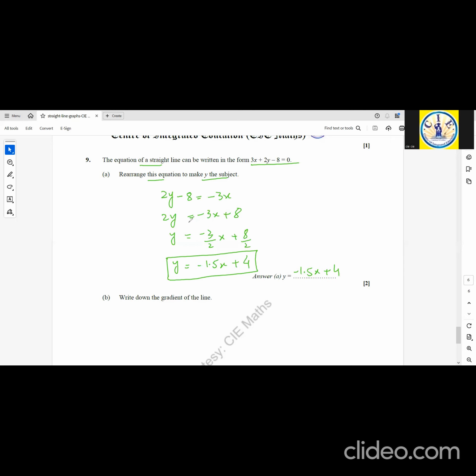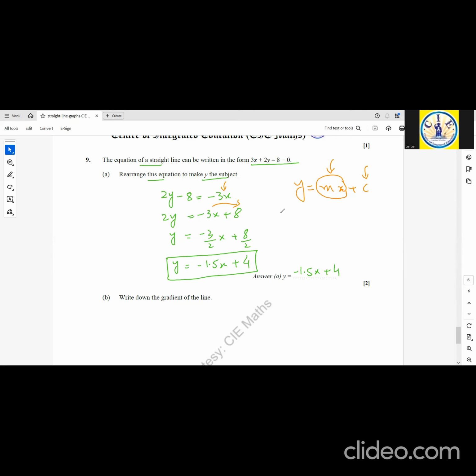One thing that you need to take care of is that since we know that the equation of the line is y is equal to mx plus c, you need to bring the x term first on the right side, and then you need to write down the constant term. So that's what I have done. I have written the x term first, and then I have written the constant term after that.